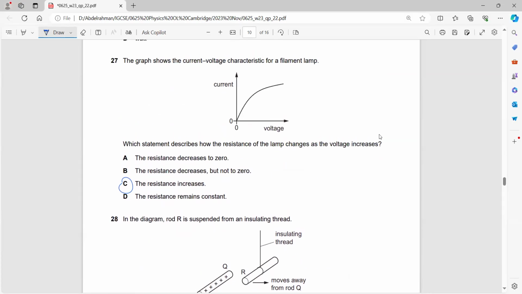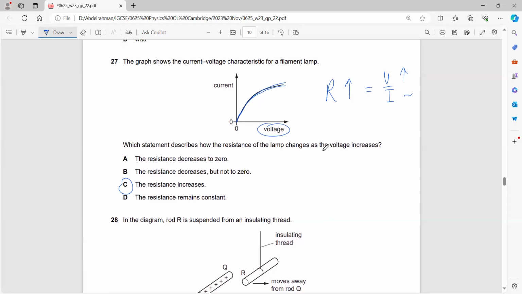When the filament lamp curves towards the voltage axis, this means that the resistance increases. Why? Because resistance equals voltage over current. When the voltage increases and the current doesn't increase as much, the resistance increases. This is due to the lamp being heated. The temperature of the filament lamp increases with time.